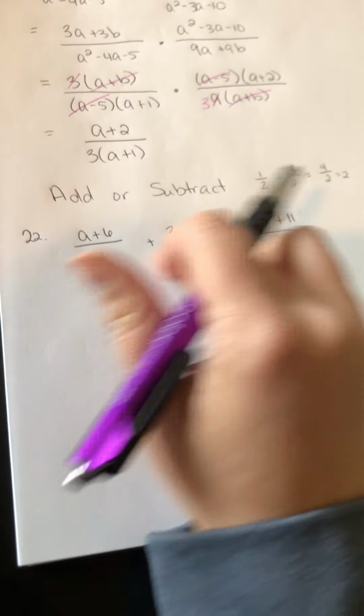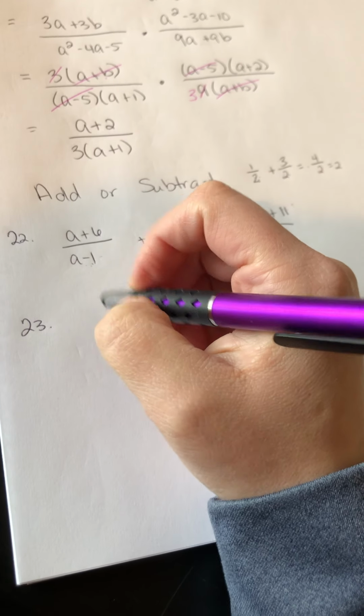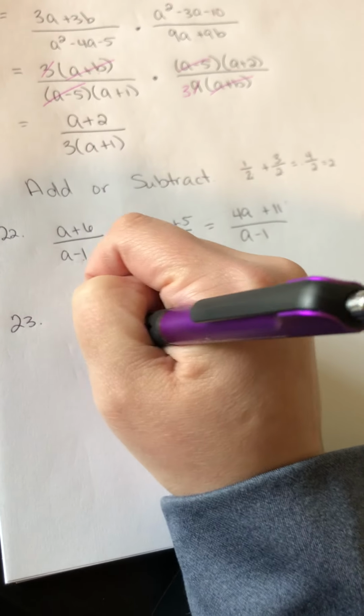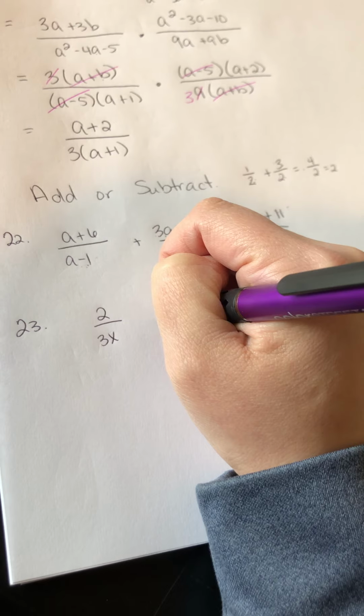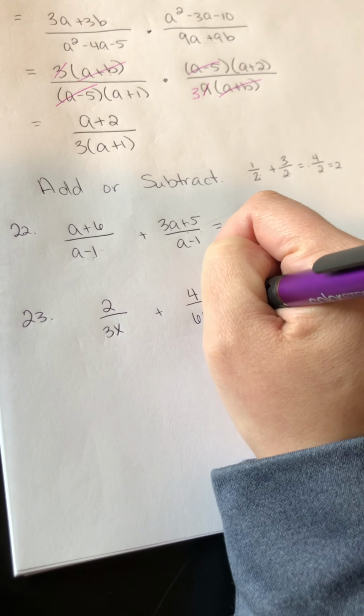So that's if you have a common denominator. Now, what if you do not have a common denominator? Like number 23, you have 2 over 3x plus 4 over 6x squared.